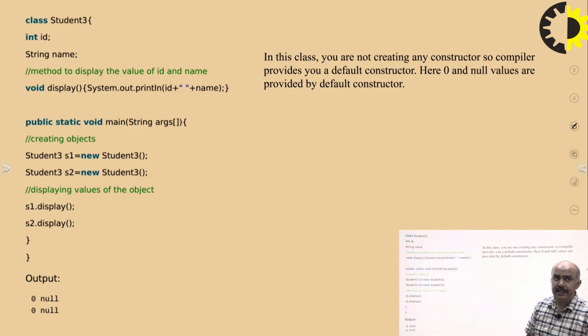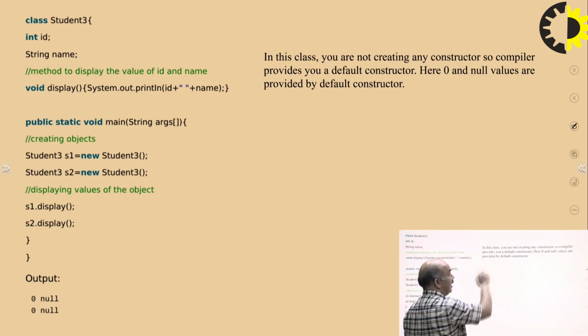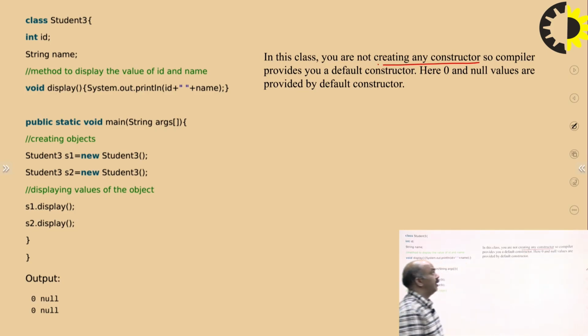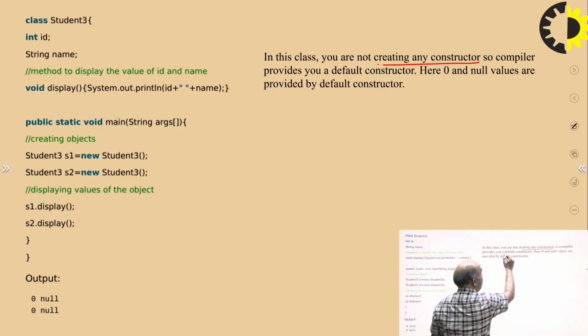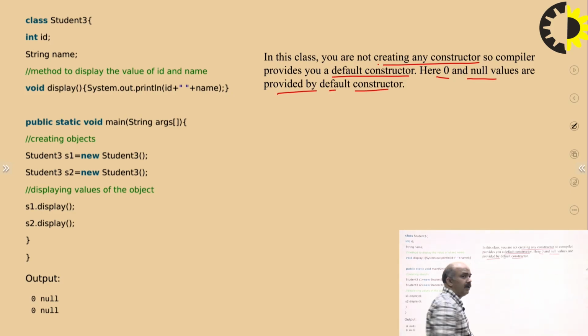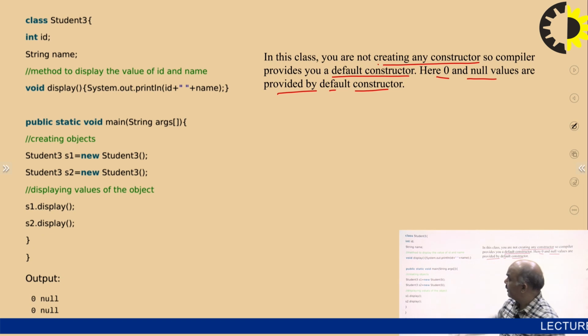So in this class, we are not creating any constructor. We are not creating any constructor here, so the compiler provides a default constructor. Here the compiler provided a default constructor, and the 0 and null values are provided by the default constructor in this case. So let's take an example.